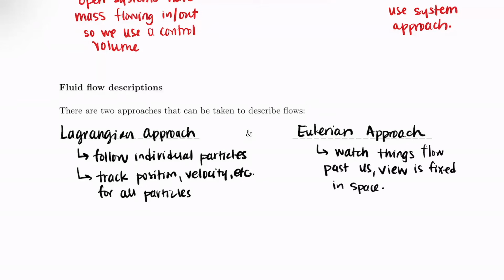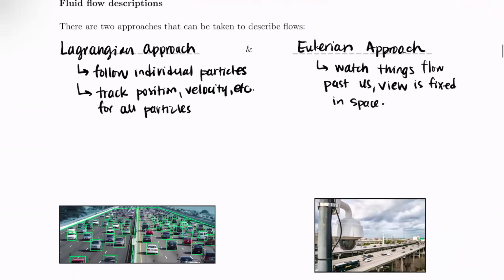The way I like to remember the distinction between these two approaches is with a traffic analogy. Say you have a car with semi-autonomous driving features, and there's a camera on your vehicle tracking objects around you. Each of those objects has been detected and we're tracking its position, its velocity, all that good stuff. That is a Lagrangian approach. We're looking at individual bodies and monitoring what each of them is doing individually.